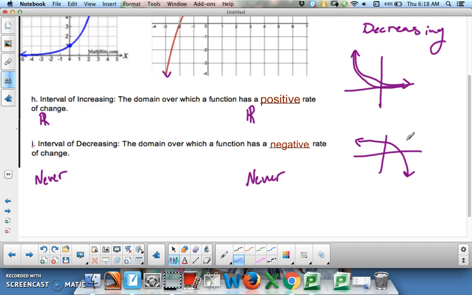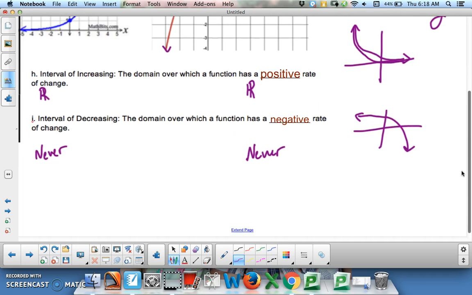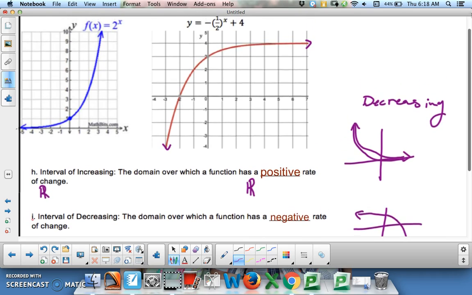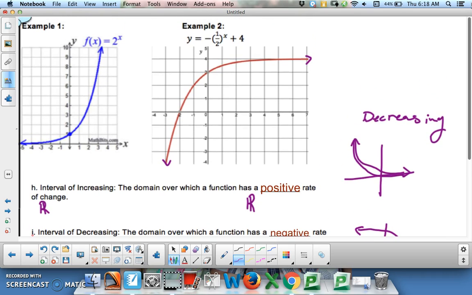And we're going to get more into that as we move on to looking at these more algebraically. What does it mean when they're decreasing and what do we call that in exponential functions?